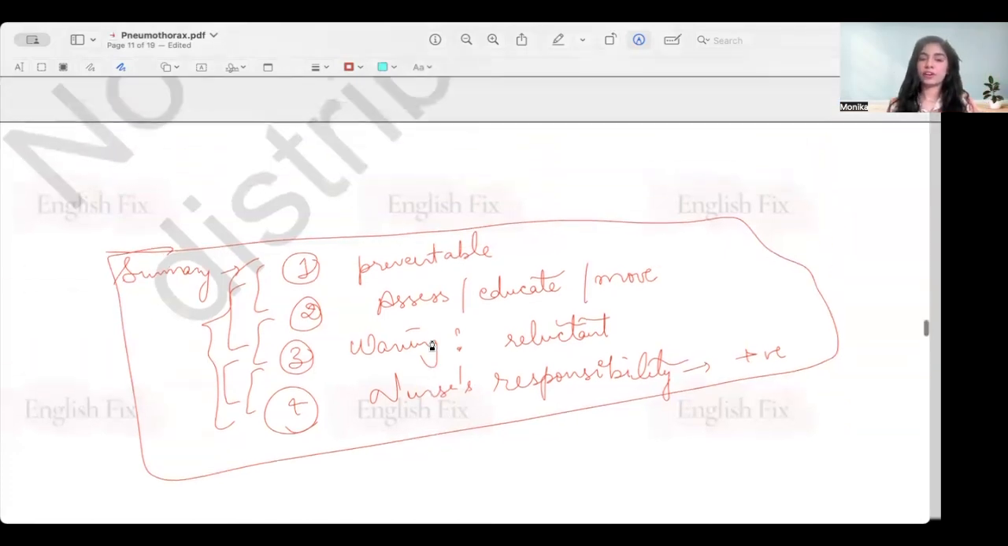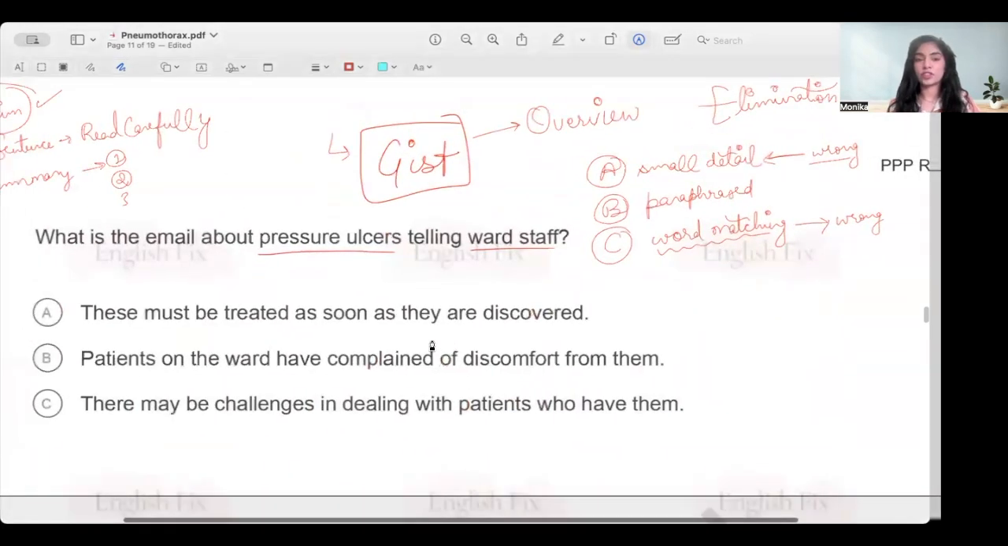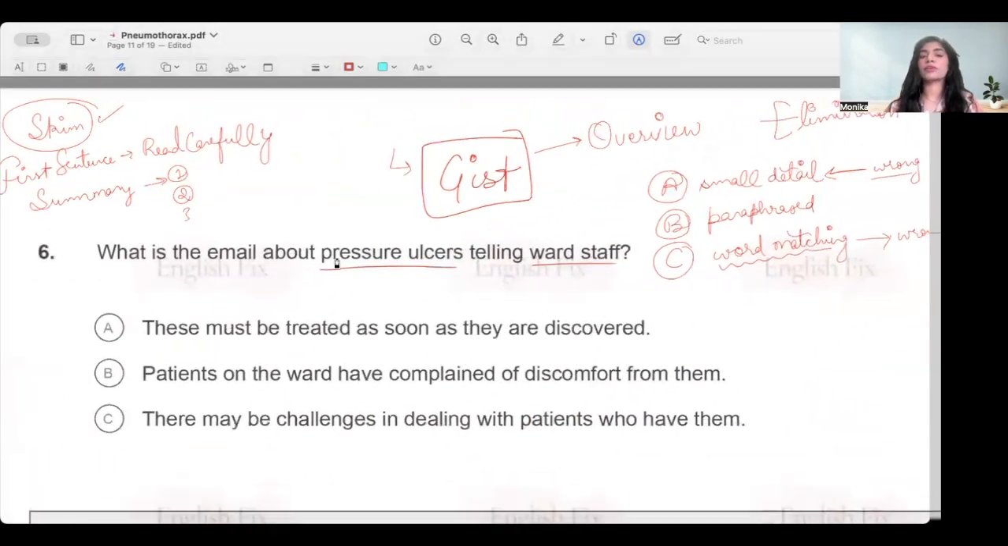Let's go to the answer choices now and check. What is the email about pressure ulcers telling ward staff? So pressure ulcers are what they are referring to. Option A: pressure ulcers must be treated as soon as they are discovered. I didn't get this urgency about as soon as they are discovered. That's not something that they were trying to make a point of at all. I didn't get this urgency of must be, so this is going to be wrong.